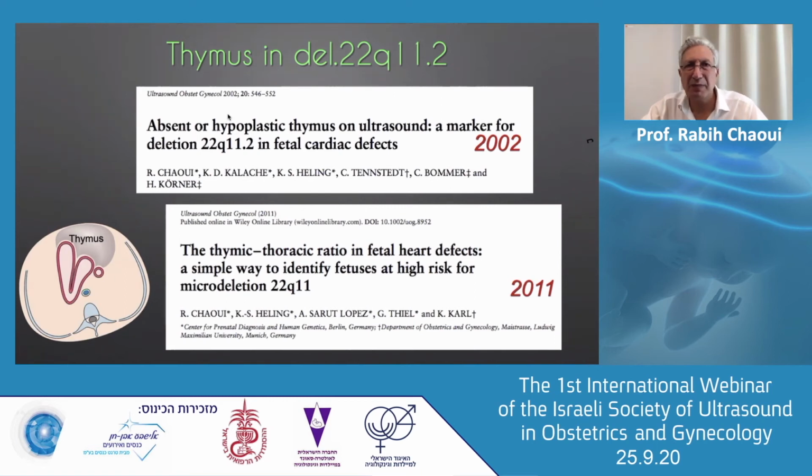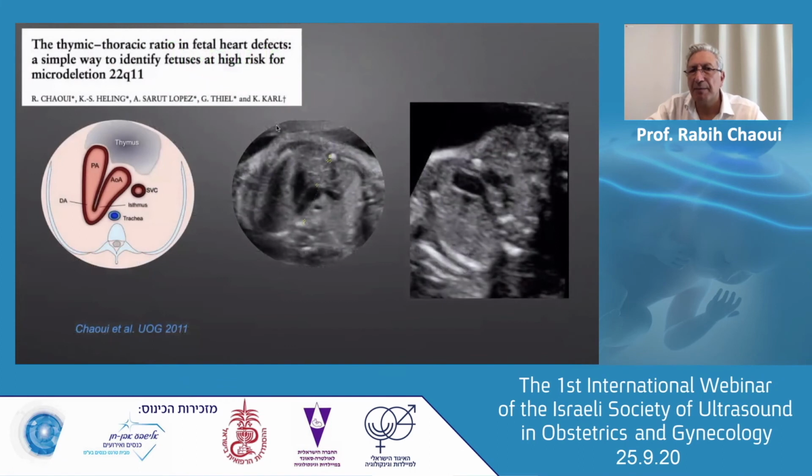And people asked me, how can I quantify it? So we decided to publish a second paper where we attempt a quantification by measuring simply the distance from the sternum to the spine and calling it the thoracic distance, and measuring the distance from the sternum to the anterior vessel, and you make a ratio out of these.